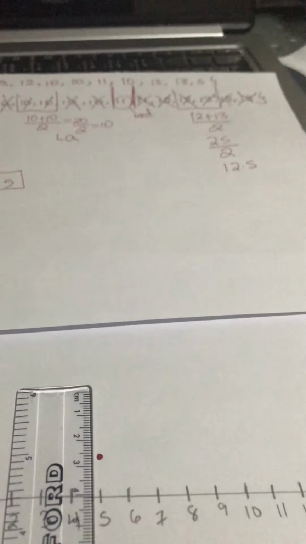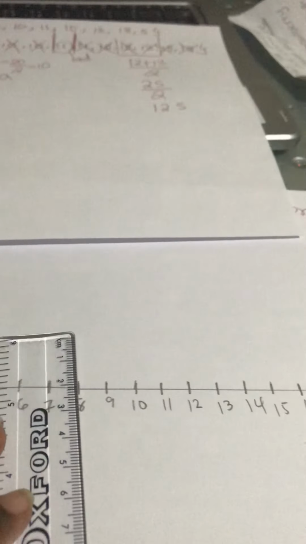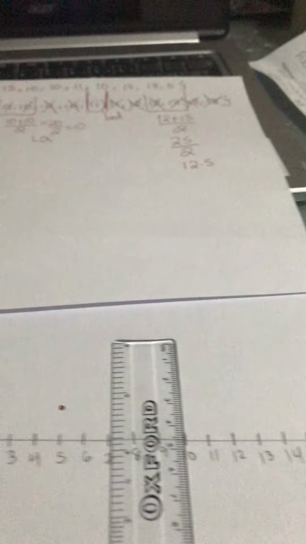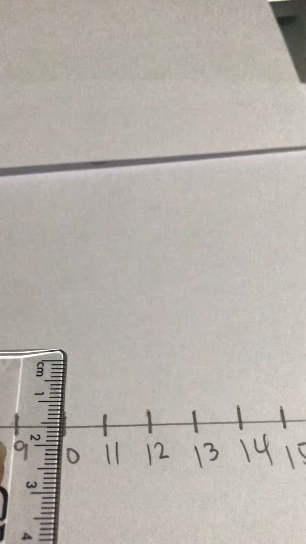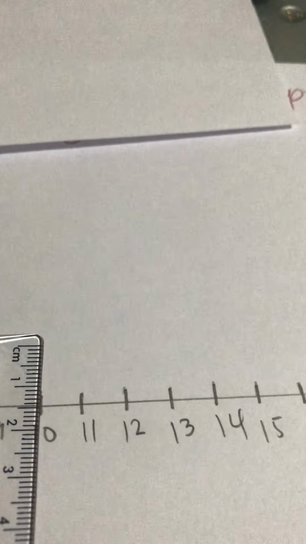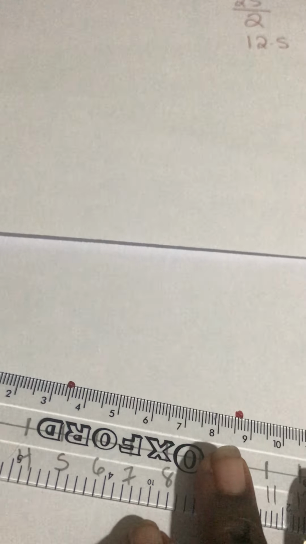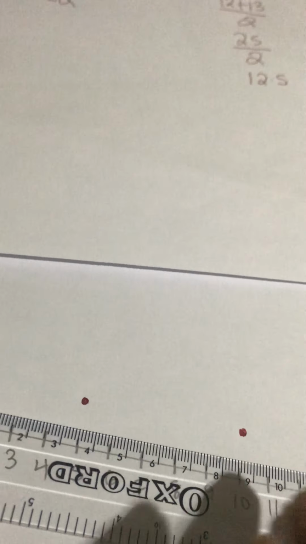Then, my lower quartile is 10. So, I go to 10. Let me see, I didn't measure. How many centimeters am I doing this from the line? 1.5. So I come here to 10. I measure 1.5 and I put my dot. And you can see that my dots are on the same line.